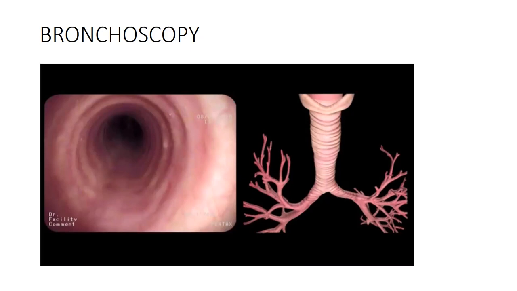is infiltrating or not. If the esophageal cancer is infiltrating the trachea, then the mucosa does not bulge into the lumen of the trachea. That's an indirect indication of esophageal serosal involvement and involvement of the trachea. Any questions at this stage?